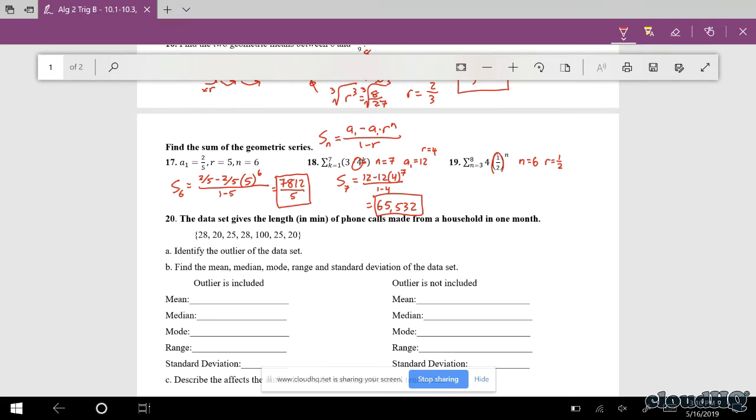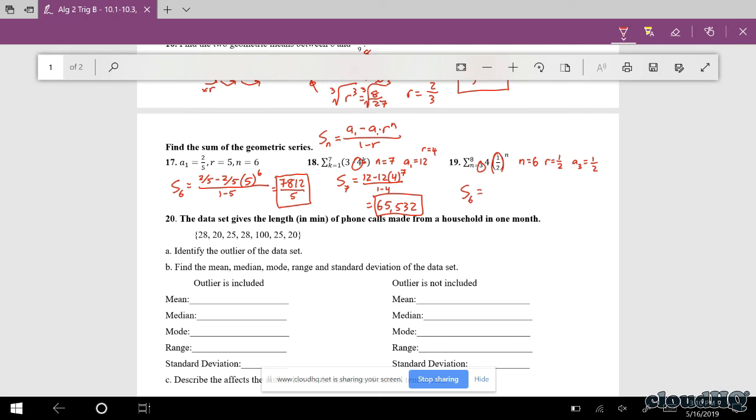And then my first term is actually what I get when I plug in 3, because it tells me to plug in 3 first. So we have to plug in 3. So 1/2 to the third is 1/8. 4 times 1/8 is 1/2. So plug those into your formula.